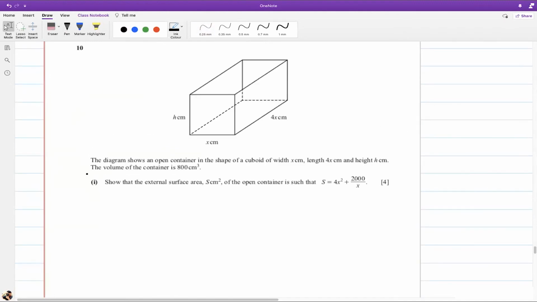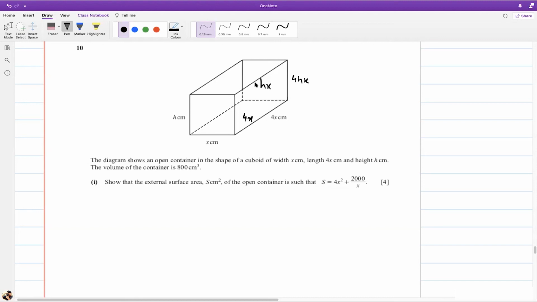All right. Show that the external surface area of the container is such that this. Now, this container is open, which means there is the lower portion but no upper portion. So lower portion तो हो गया 4x. साइड पोर्शन हो गया 4h, ये वाला 4h, और सॉरी hx, और ये हो गया 4xh.